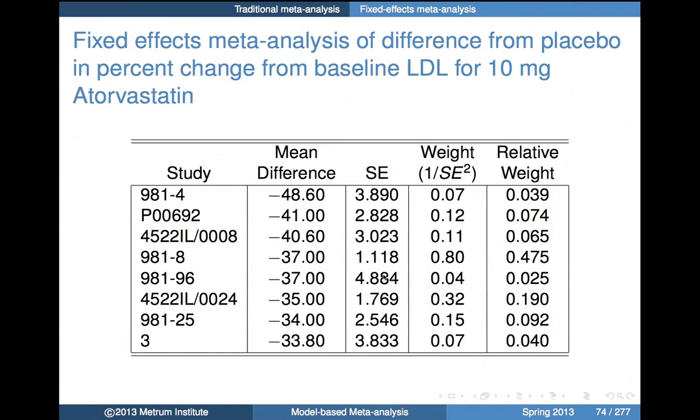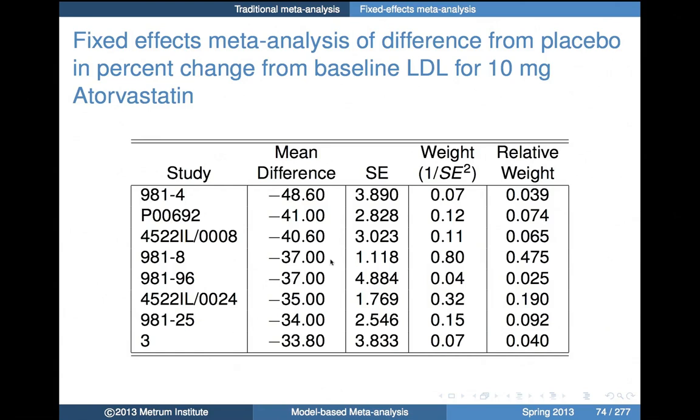So from our standard errors, if we're going to perform a fixed effects meta-analysis, we would calculate the weights, which is 1 over the squared standard error. And that's presented here in the fourth column. And just to make comparisons easier, what I've calculated in the last column is the relative weight, which is simply each of these weights divided by the sum of the weights.